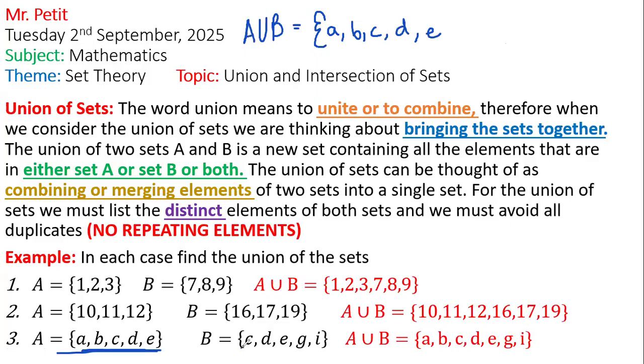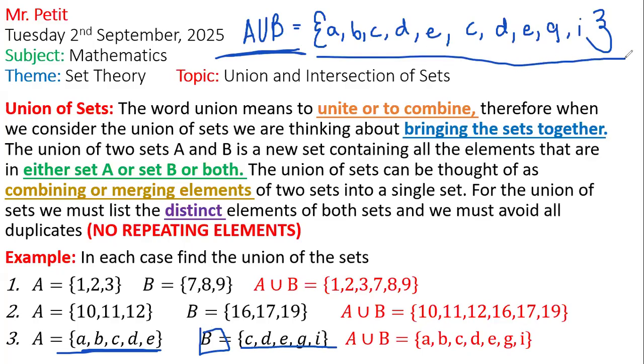Okay. And then I have C, because now I have to put B now. So B, C, D, E, G, and then I. Okay. Is this the union? No, sir. Why you think this is not the union?